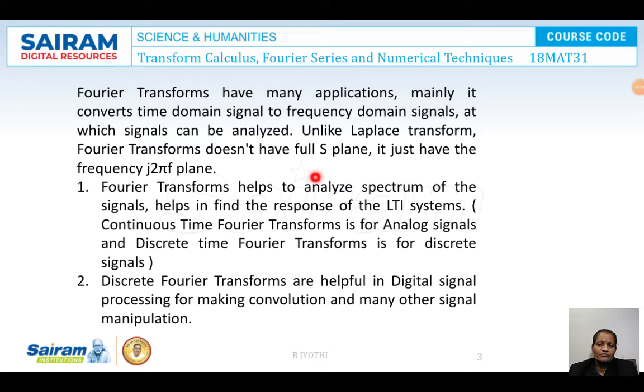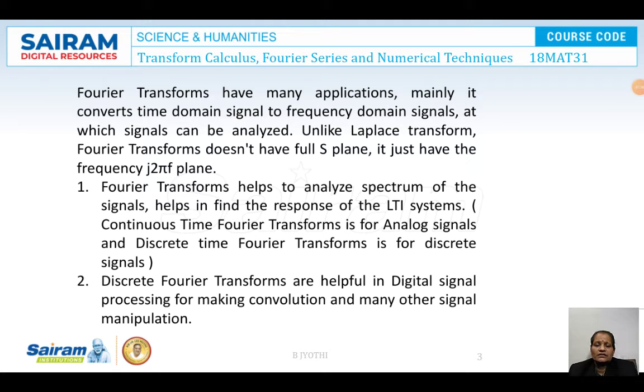Unlike the Laplace transform, Fourier transform doesn't have a full S plane. It just has a frequency plane only. So it helps to analyze the spectrum of signals, and helps to find the response of LTI systems. Continuous time Fourier transform is for analog signals and discrete time Fourier transform is for discrete signals. Discrete Fourier transforms are helpful in digital signal processing for convolution and many other signal manipulations.